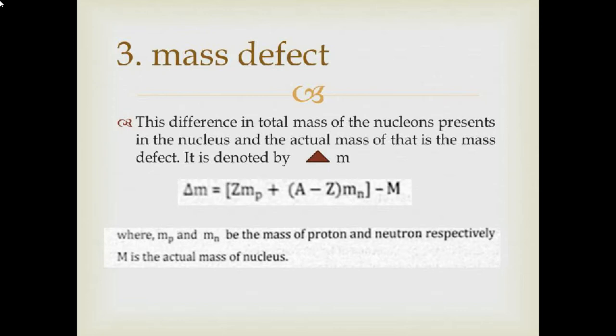Capital M is the actual mass of the nucleus. mp and mn are the masses of proton and neutron respectively. Based on this, they can ask a numerical, a 1 mark question. So from the numerical point of view, this slide is very important.